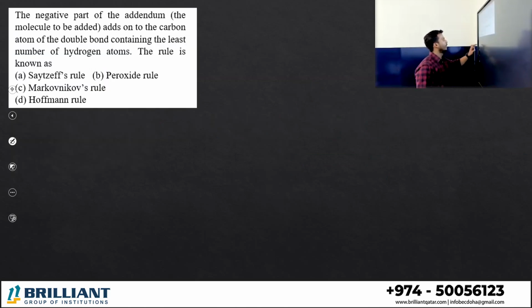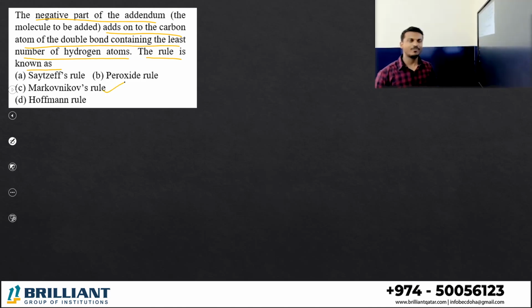Correct. Now, the next, very simple question. The negative part of the addendum. Addendum means the adding species. Add to the carbon atom of the double bond containing the least number of hydrogen atoms. The rule is known as which one, dear student? Markovnikov's rule. If the adding compound contains positive and negative parts, negative goes to the carbon with less hydrogen, positive goes to the carbon with a greater number of hydrogen, it is followed by Markovnikov addition.